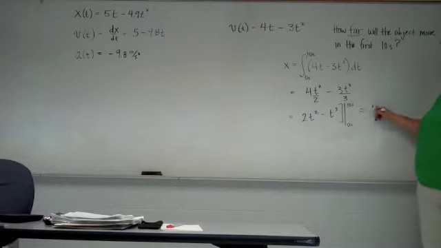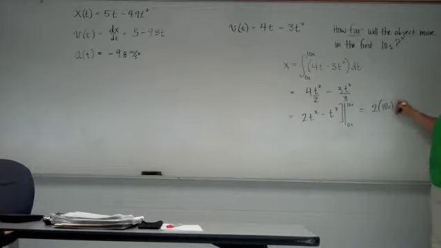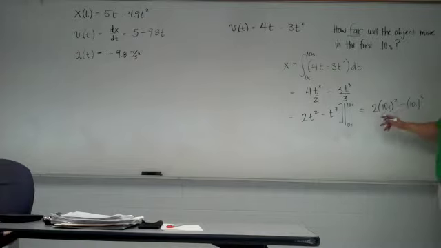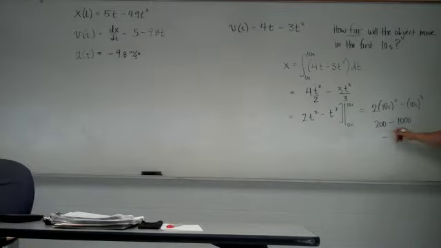So here we get 2 times 10 seconds squared minus 10 seconds cubed. Plugging in 0, we're going to get 0. So let's see, 200 minus 1,000. So negative 800. Now the units.